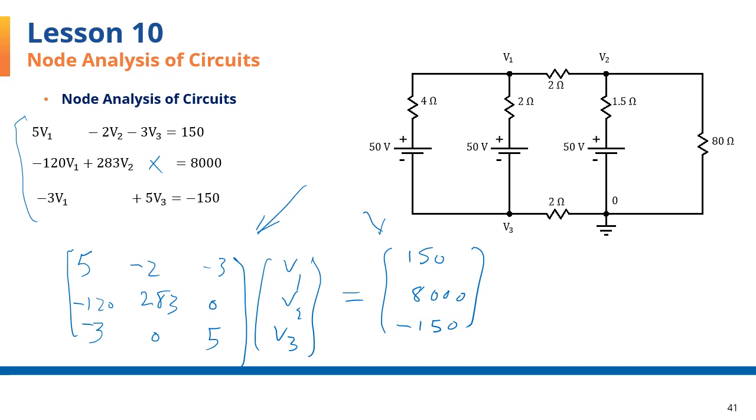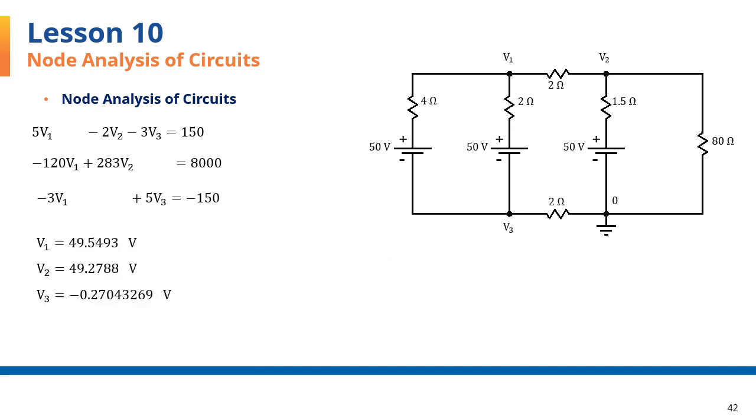And here are the answers on the next page. V1, V2, and V3. Notice that these are voltages. These voltages are all with respect to the ground. So V1 is this value with respect to this point. V2 is this value with respect to the same reference voltage or reference node, and same with V3.